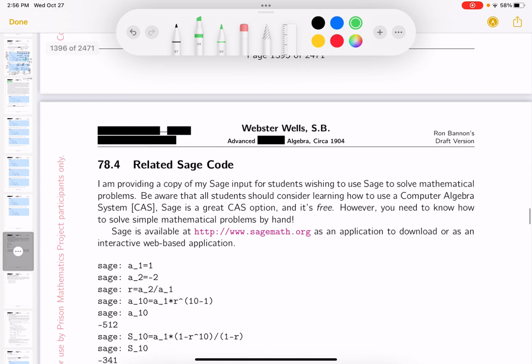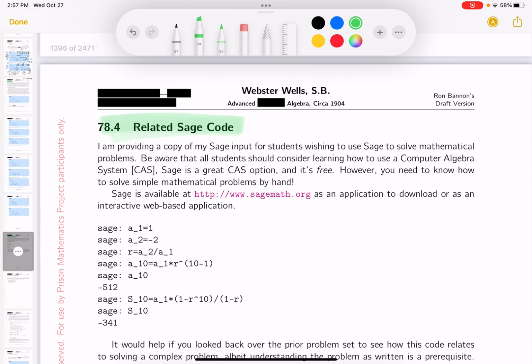There's a short section. And then you get to the SAGE code over here. What's SAGE? Computer Algebra System, CAS for short. It's open source software, meaning free to download. Free to download, like I said. Or you can do the interactive web-based application. And you'll see some code there to put in if you like.